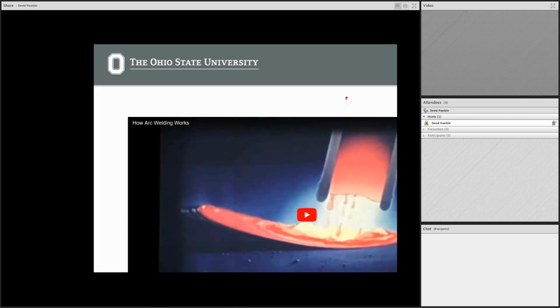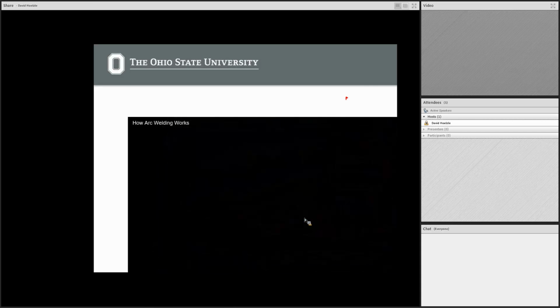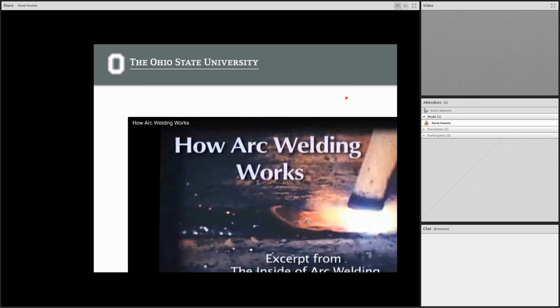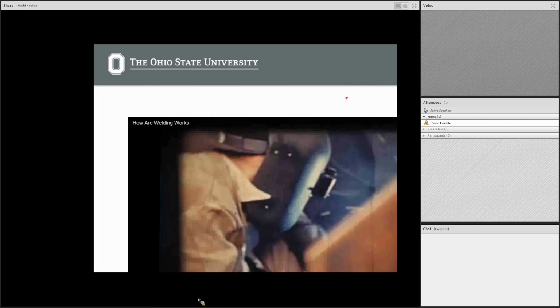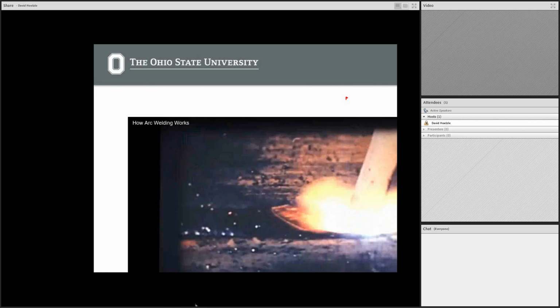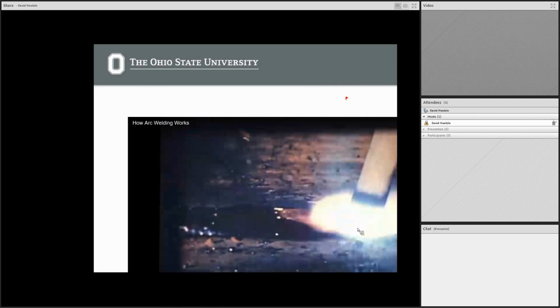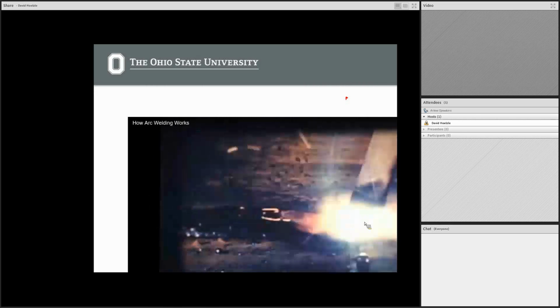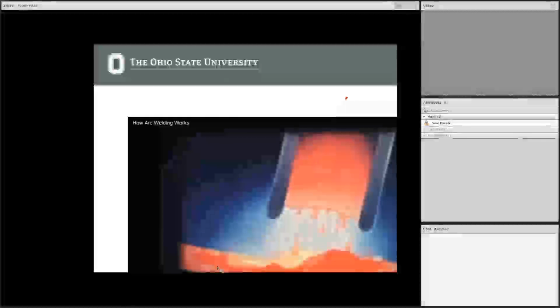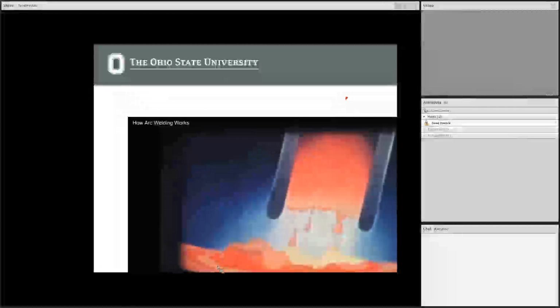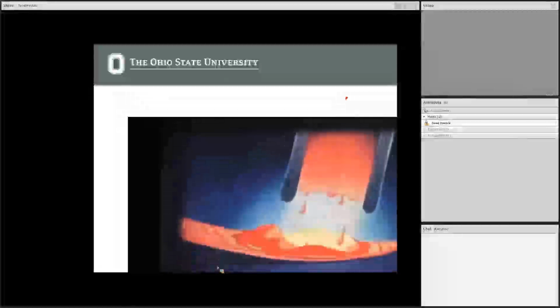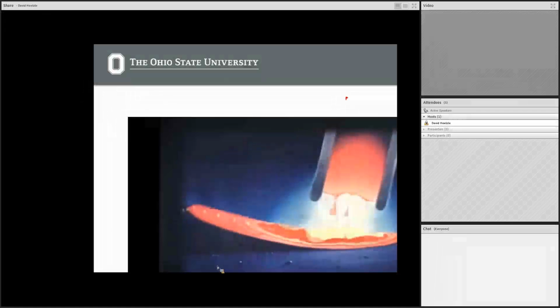I'll play this video here. This is the video how arc welding works that we went through on Thursday. Okay, so basically you get convection of a material that's forced by a temperature gradient, and this convection is an energy transfer mechanism as well. We'll get into that later on in the course. It's going to be called Marangoni flow. This will be an important mode of heat transfer in these types of processes.